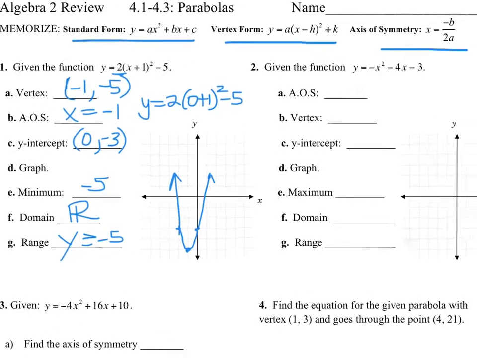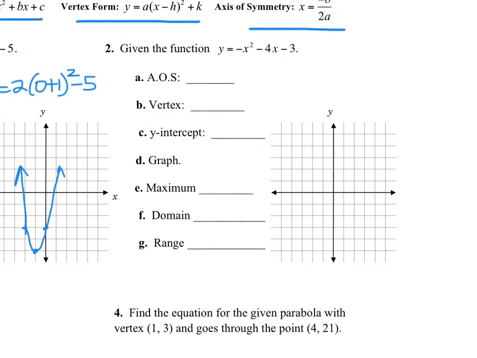All right, number 2. Okay, so now we're going to do the same thing, but it's just in a different form. It's in standard form now. So our first step in standard form is to find the axis of symmetry. The axis of symmetry is found by doing x equals -b over 2 times a.